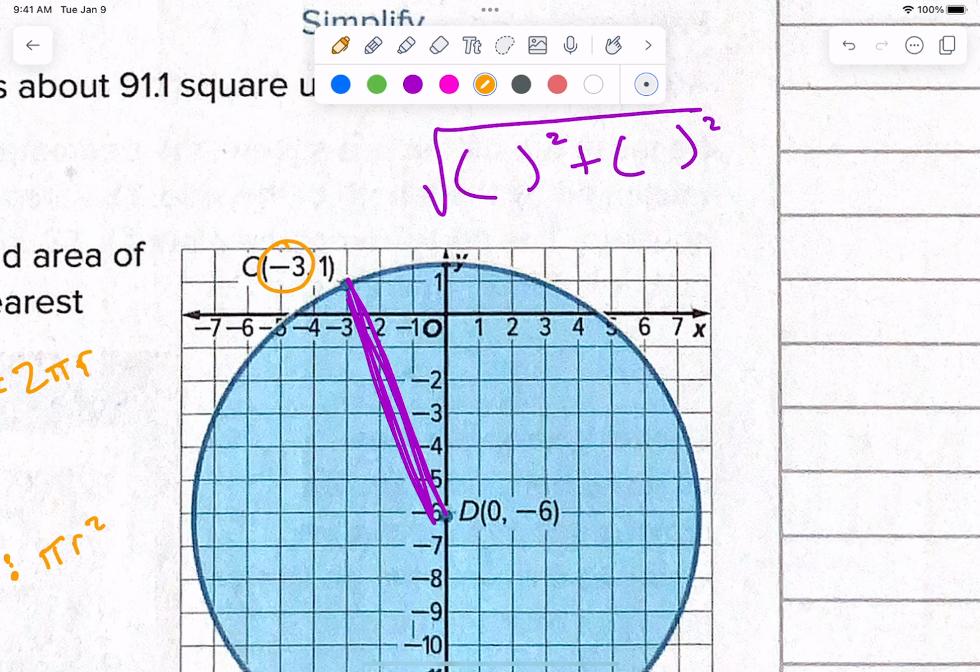It's like 58. Negative 3 and 0? How far is it? 3. How far is 1 and negative 6? 7. 9 and 49 makes 58, which is 7 point, I don't know. 7.8? So let me take the square root of what? I'm just saying numbers. Square root of 58. What you got? 7.6. 7.6 is my radius.